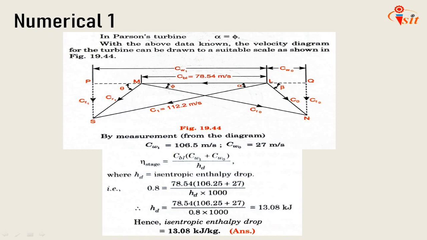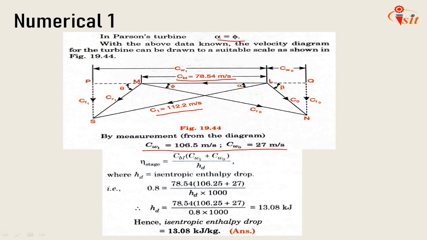Now, the Parsons turbine is given, so alpha equals phi. We are going to plot the velocity diagram for it. Cbl is 78.54, that is plotted. Alpha is given as 20 degrees. C1 we have calculated as 112.2 meter per second. By plotting that, we get the value of Cw1 as 106.5 meter per second and Cw0 equal to 27 meter per second.